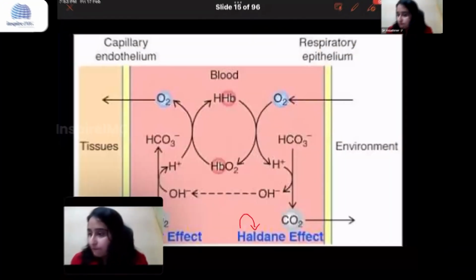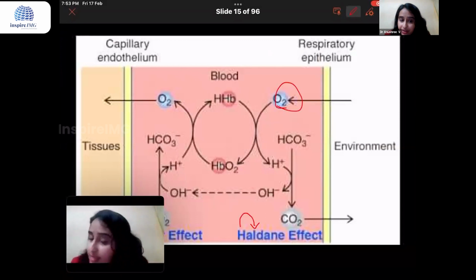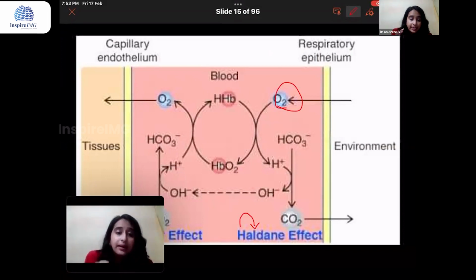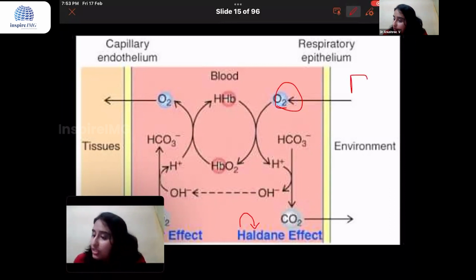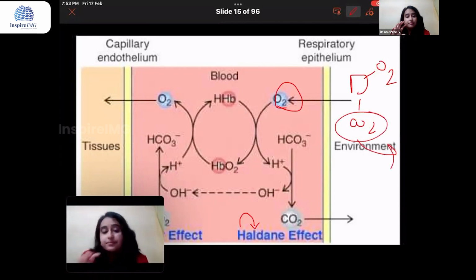All right. And Haldane's effect is very simple: an increase in oxygen pressure. In the respiratory epithelium, there is an increase in oxygen pressure, so oxygen starts binding to the hemoglobin molecule. Once oxygen starts binding to the hemoglobin molecule, whatever carbon dioxide is bound is offloaded.